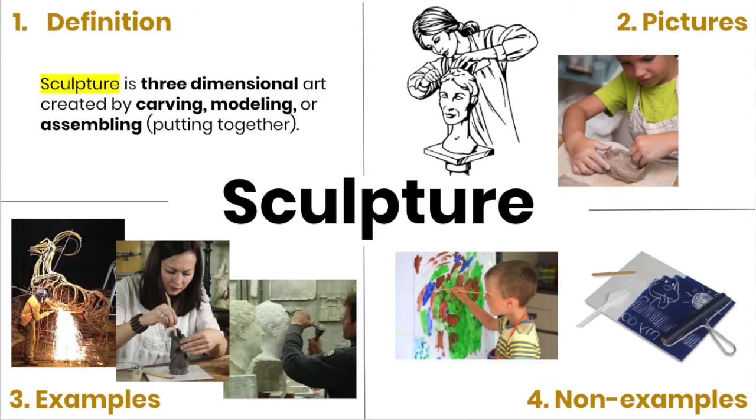In the fourth box, I gave you 2 non-examples of a sculpture. The boy who is just painting on a flat surface, that is not a sculpture. That is two-dimensional art because his painting is flat. And the printmaking, the relief print, that is flat, and so it is not three-dimensional and it is not a sculpture.